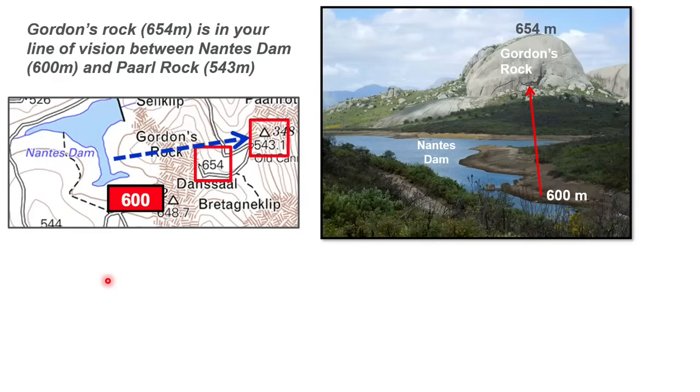And if we look over there, there's a picture of Gordon's Rock. Here's the Nantes Dam. I'm at the dam. I'm having a nice swim because the weather's getting so much nicer now as we're moving towards summer. Spring has established itself. We're out of the winter months. So many people will be going to their dam to swim or to have a braai or a picnic. And when they are there, they cannot see Paul Rock or the school in the distance, because Gordon's Rock is blocking their view. It is in your line of vision. So there is no intervisibility from the dam in the opposite direction.